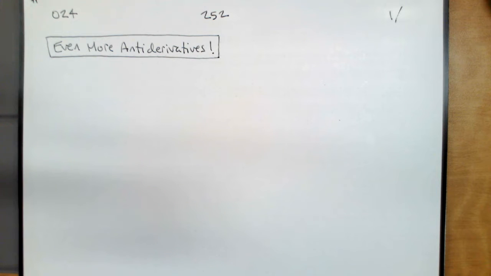What we need to do now is look at some more techniques. Just like with derivatives, where we had product rule, quotient rule, and chain rule, we're going to take those facts about derivatives and then turn them around to become things that we know about integrals.